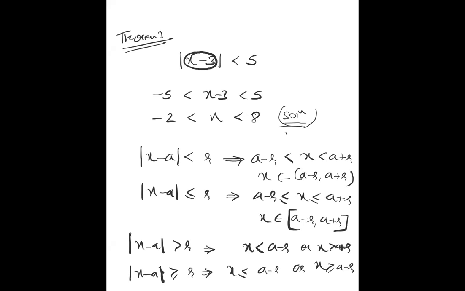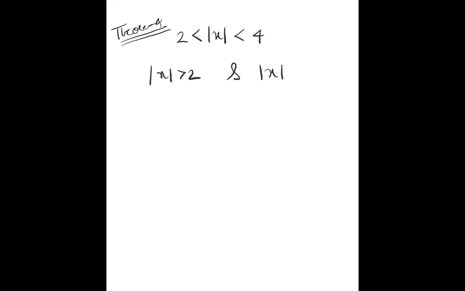Now let us go to the exercise, right? One more theorem is there, theorem 4. Now that one is actually, again, we can solve it like a problem. For example, I say you a problem like this. Now how you will solve it? What you will do, you will convert into two questions. It means that mod of x is greater than 2 and at the same time it should be less than 4. Now we'll solve it like a two question.